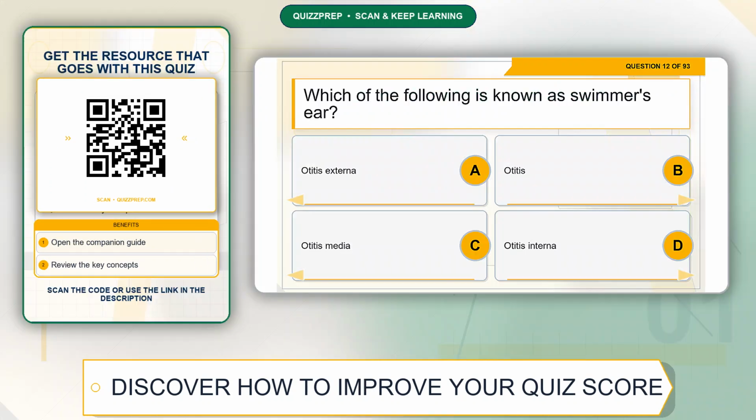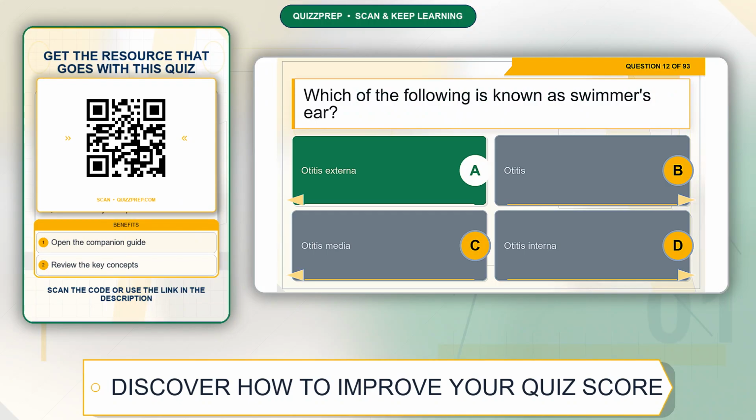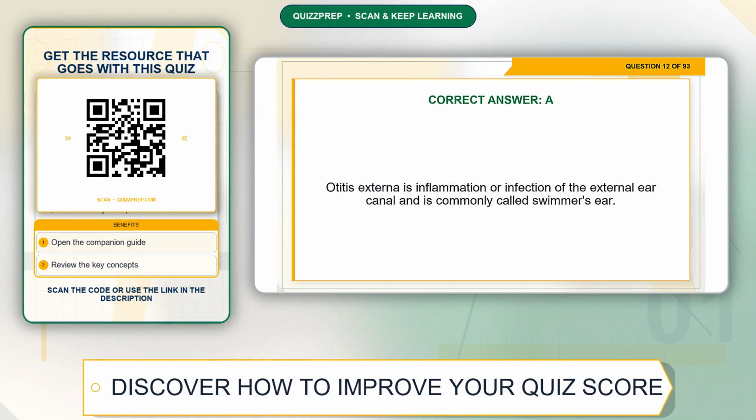Question 12. Which of the following is known as swimmer's ear? Option A, otitis externa. Option B, otitis. Option C, otitis media. Option D, otitis interna. The correct answer is option A, otitis externa. Explanation: otitis externa is inflammation or infection of the external ear canal and is commonly called swimmer's ear.